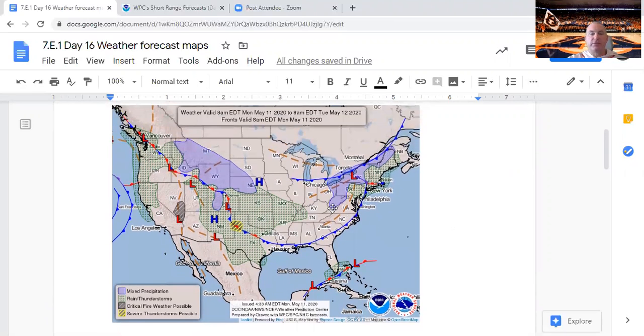So if you look at this, some of the things on here, you're like, oh, wait a minute, I see an L, I see an H. I recognize those. We've talked about that kind of stuff. An L is a low pressure system, and H is a high pressure system. And there's that blue line with the triangles on it. Guess what? That's a cold front. We know what that is.